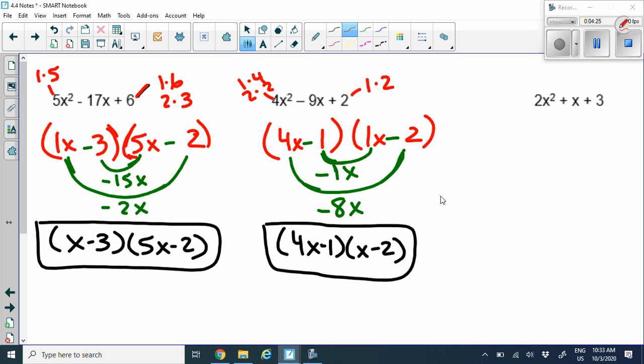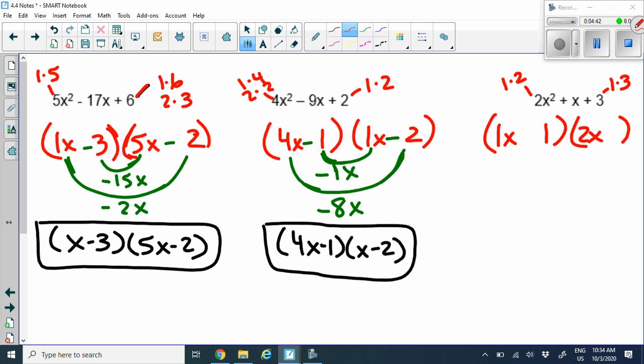Okay, let's see what you got here. So for 3, we only have 1 and 3, and for 2, we only have 1 and 2. So I create my 2 sets of parentheses. I have 1x and 2x. Now remember, make sure you exhaust all the options before saying it's not factorable.